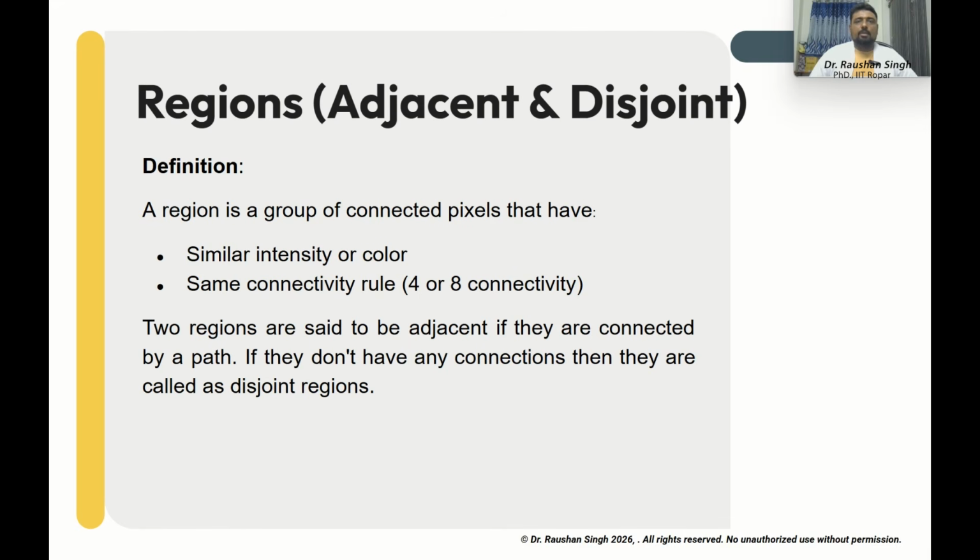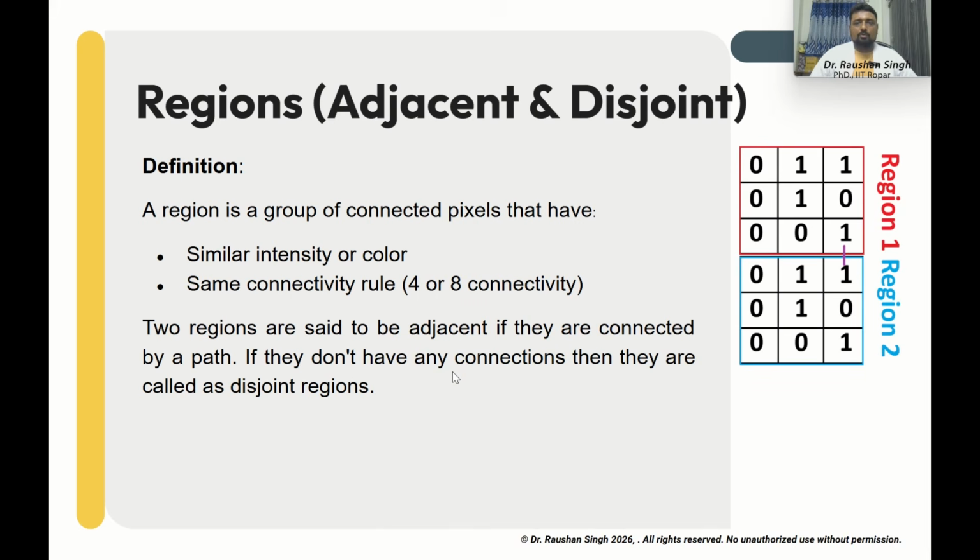Now come the regions. So what are regions? The definition of a region is a group of connected pixels that have similar intensity or color and the same connectivity rule, 4 or 8 connectivity, whatever you want, you can take it. For example, this is a region of pixels, and this is also a region of pixels. Either they are connected by 4 connectivity or by 8 connectivity, any one is fine.